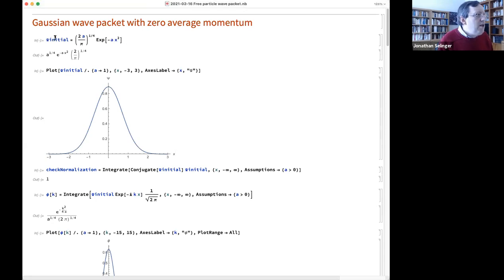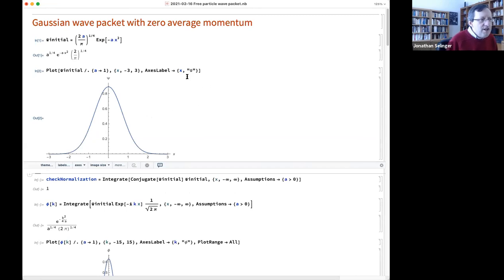So here is an example of a wave packet. Here is an initial condition that I might give you. This is an initial condition of the exponential of minus a x squared, and I already normalized it. So here's a plot of it. You're already familiar with this function from the harmonic oscillator. So suppose this is the initial condition for the wave function of a free particle, and now we want to know what's going to happen in the future.